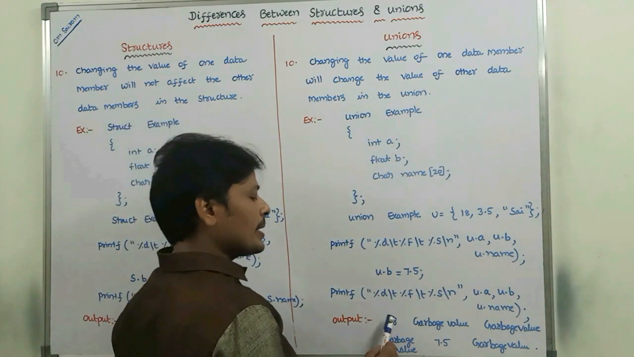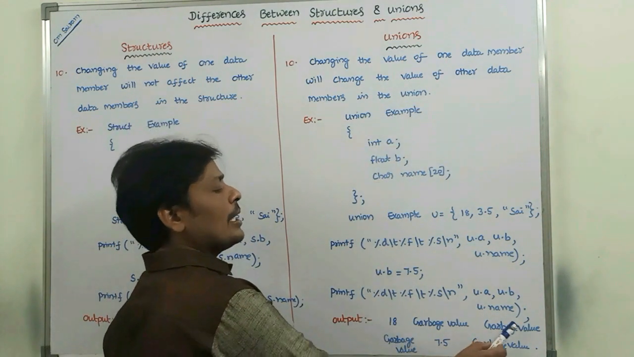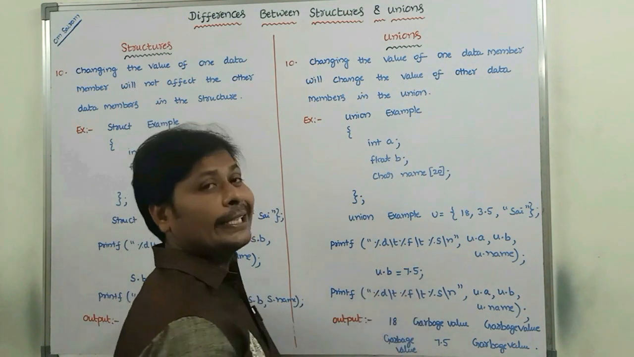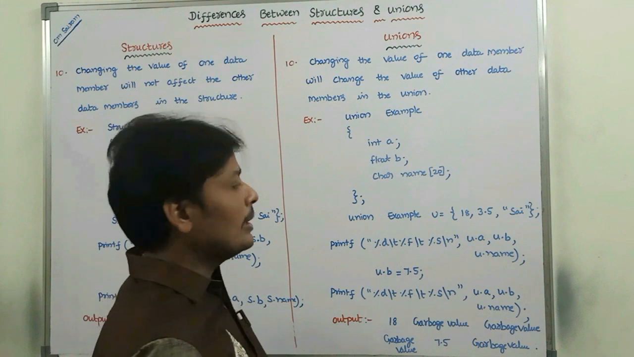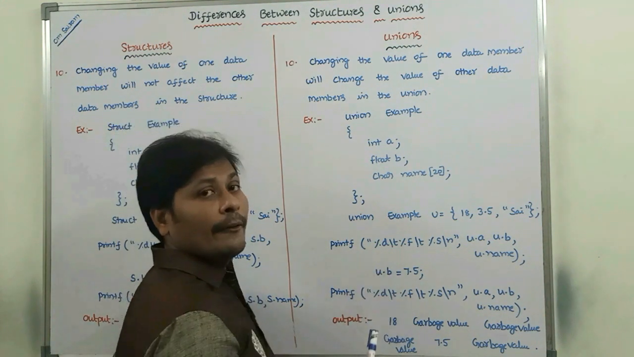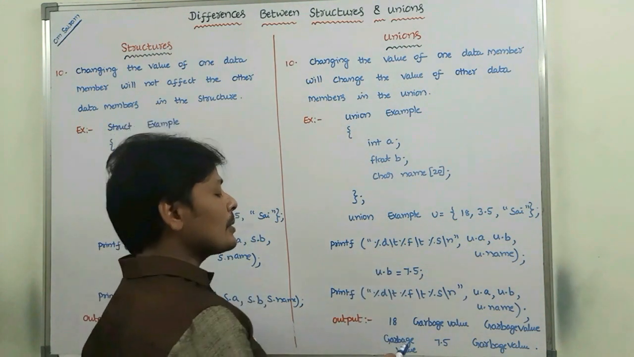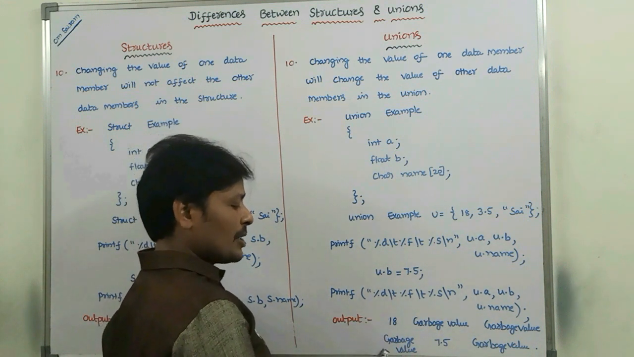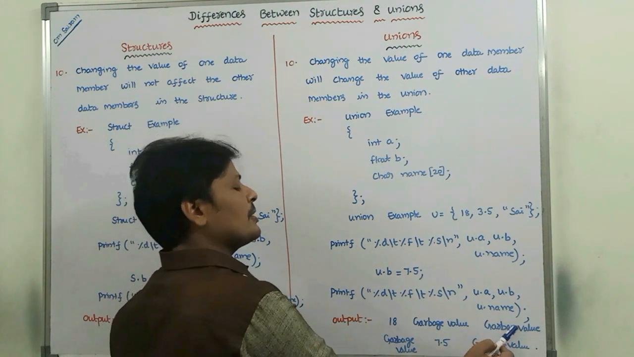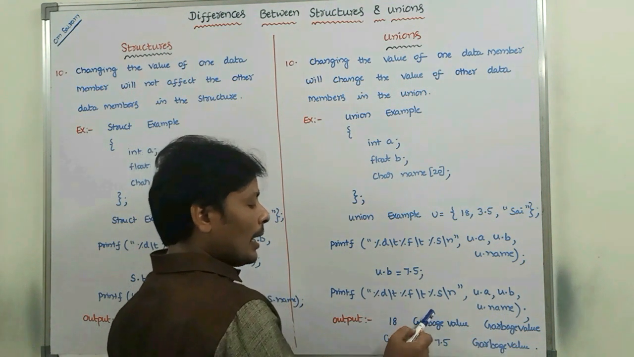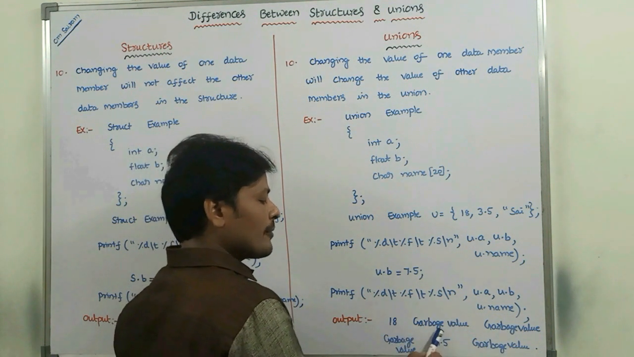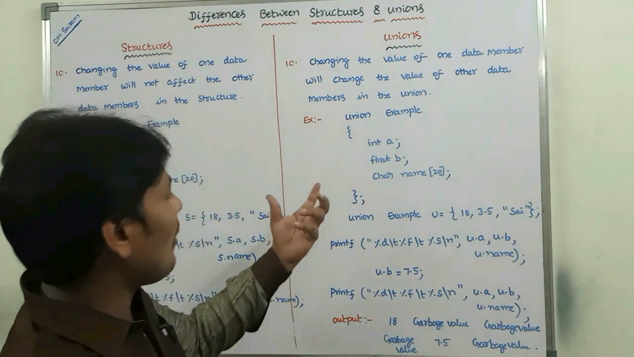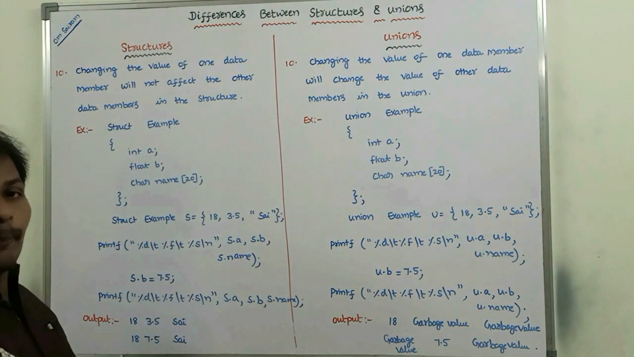In the previous case, only 18 and garbage values were printed. Now we are changing the value of the second data member, that is float b. So these changes will change the values of the remaining data members. In the place of 18, a garbage value is printed, here a garbage value, and in the place of this garbage value, 7.5 is printed. So this is also a very important point.